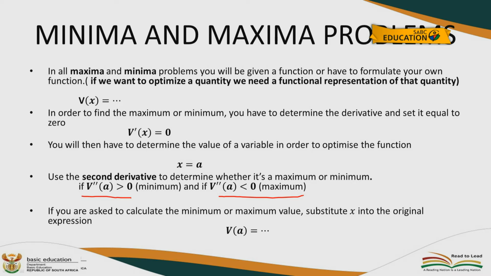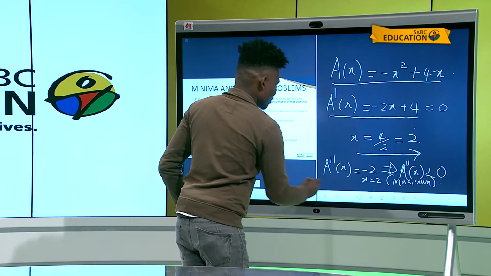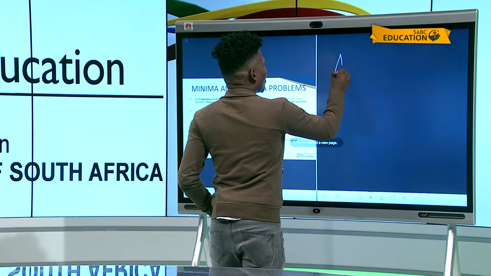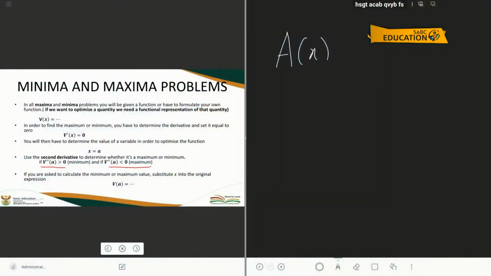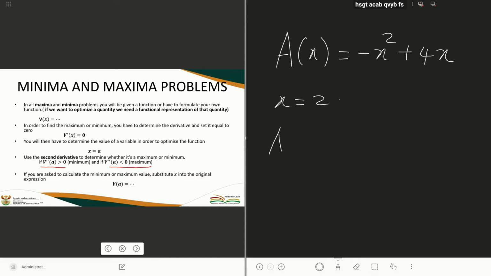Now, if we can go back to the example that we were looking at, we've said the function of the area was given as negative x squared plus 4x. And we found that we have a maximum area at x equal to 2. Now they are asking us to solve for this maximum area. So to get the maximum area, we'll then say A of 2. So you replace x with 2.